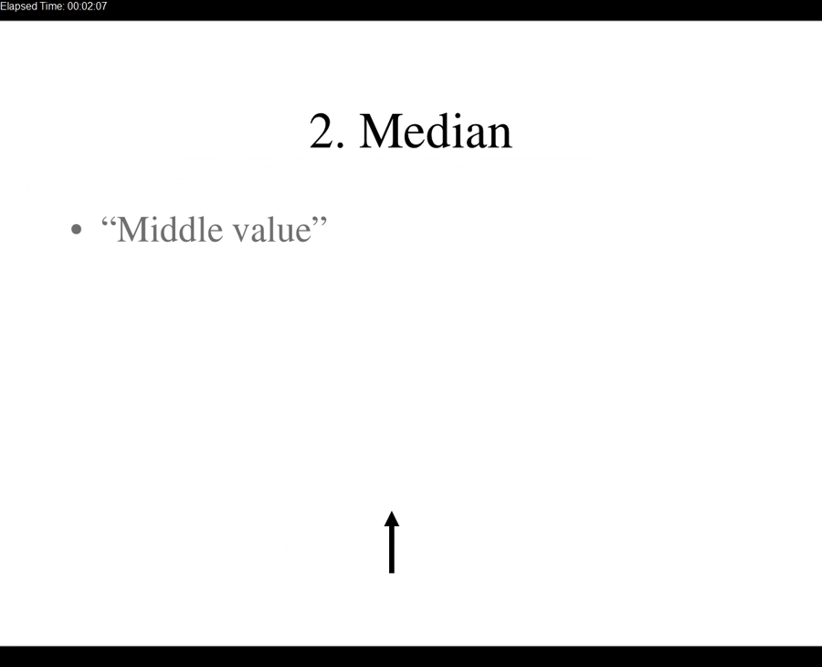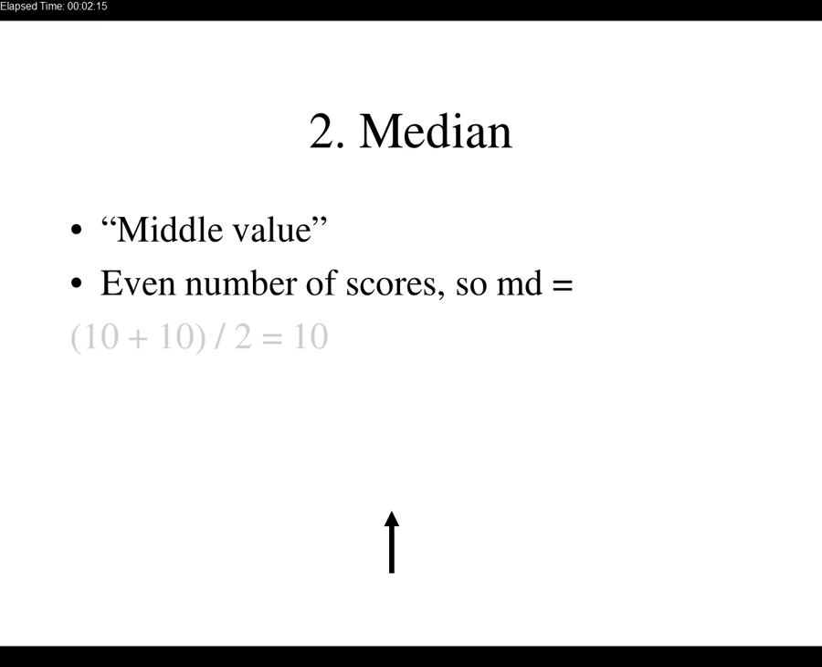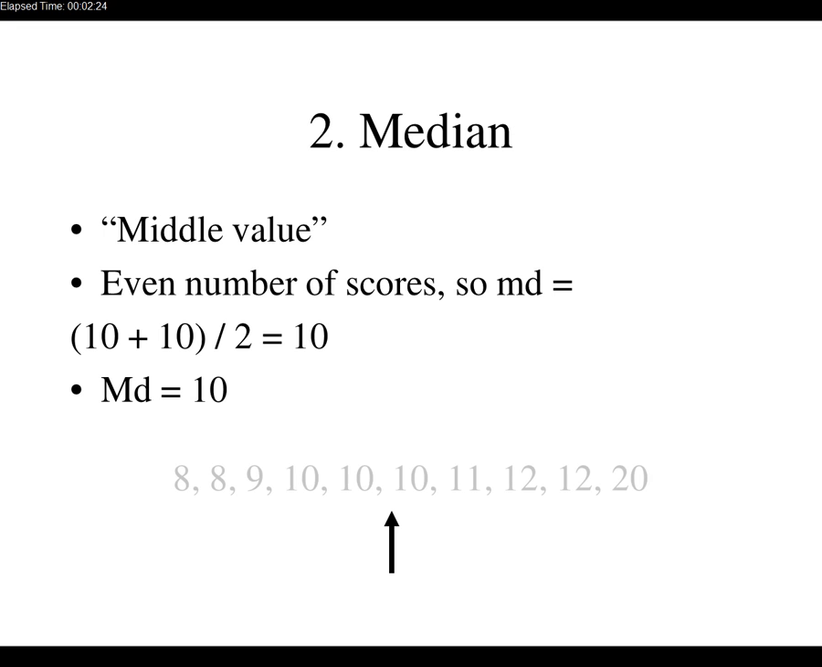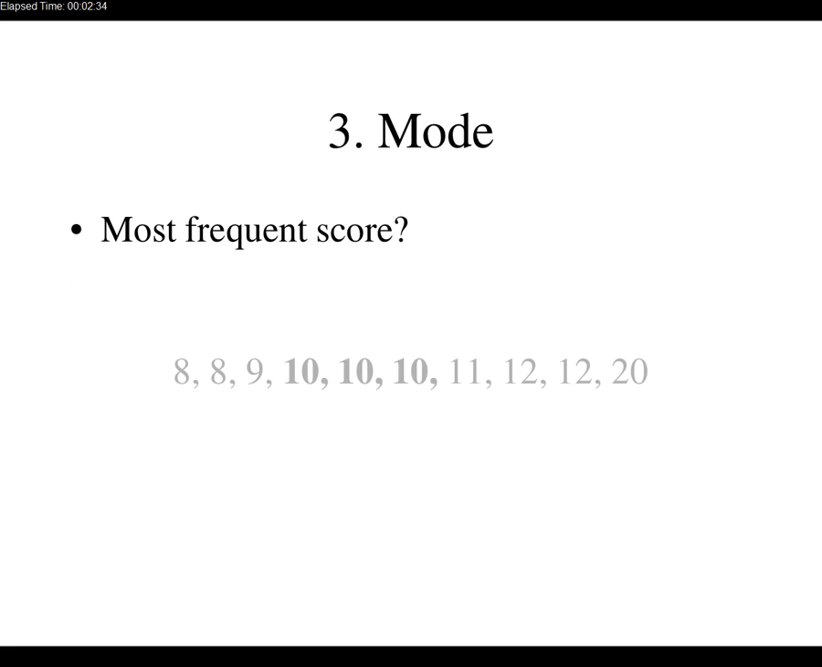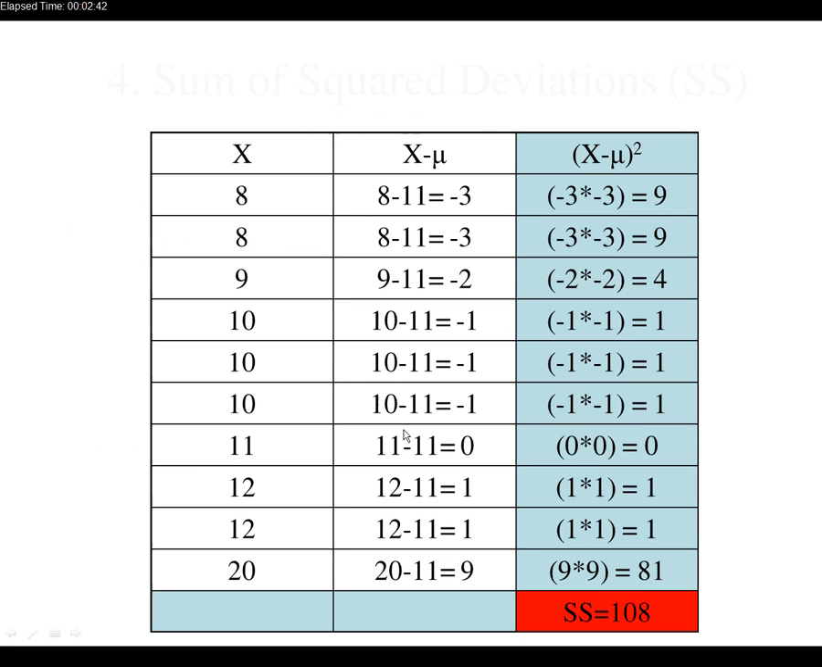So the median is the middle value. Even number of scores, so the median is going to equal 10 plus 10 divided by 2. Okay, so there's 10 scores, and the median equals 10. There, right there. See it? The mode, the most frequent score, what was that? Tens. So the mode is 10. See, there's 3 of them here.